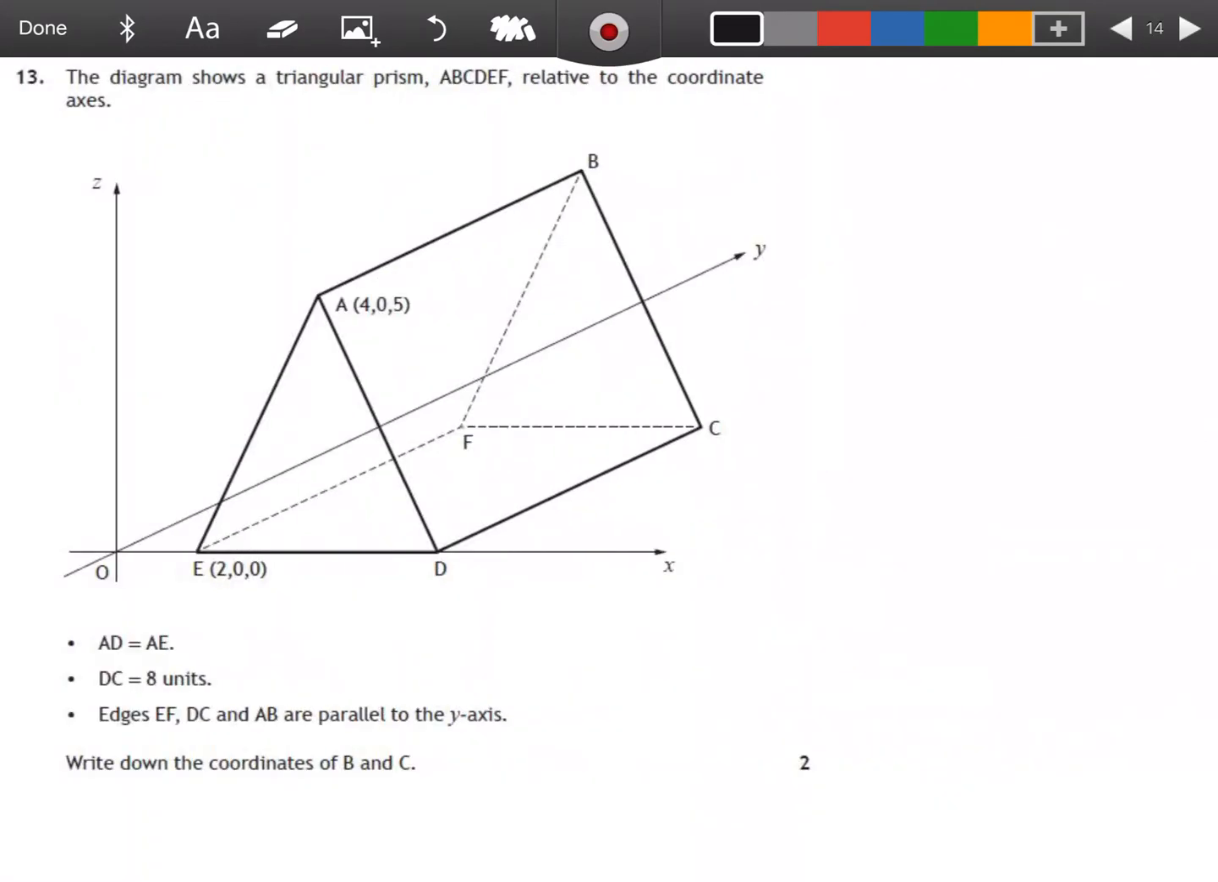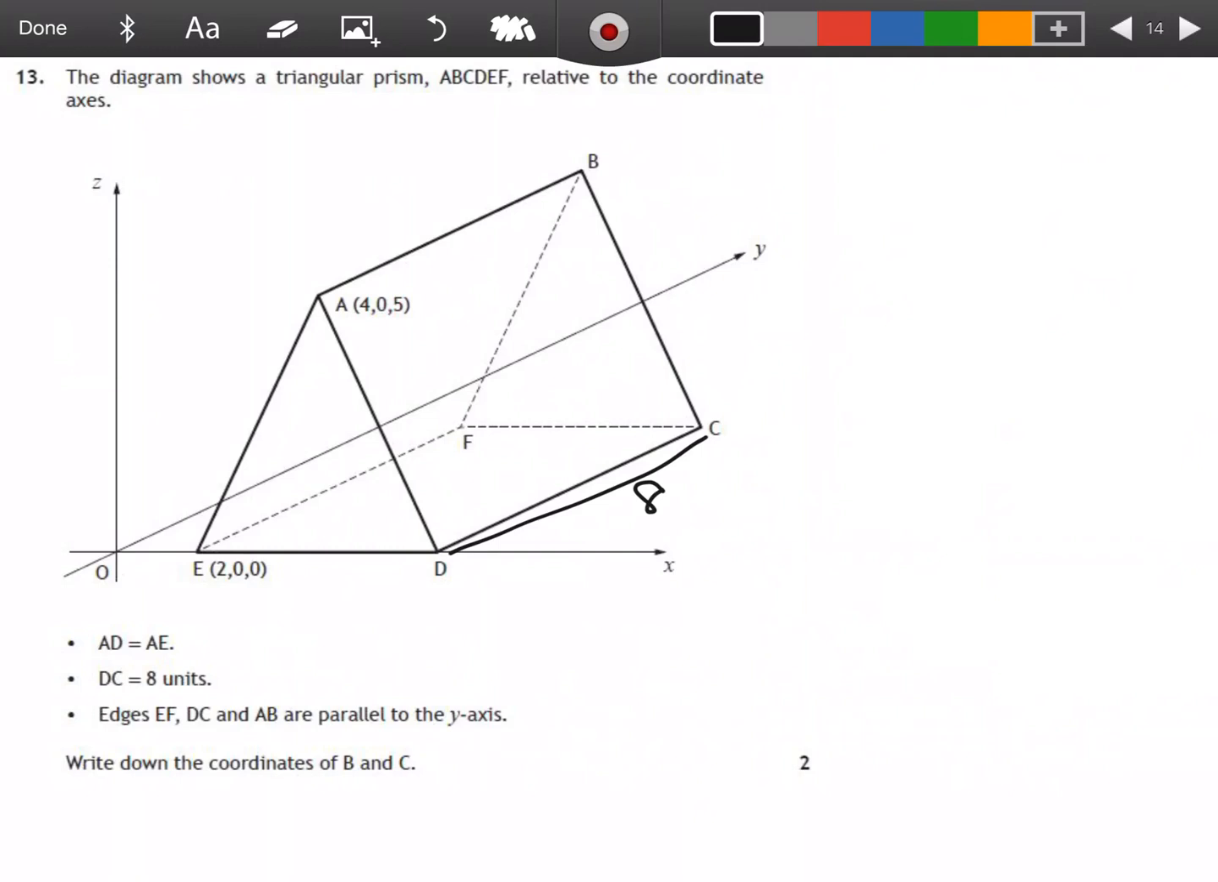Number 13. Here is a triangular prism, it says. A to D and A to E are equal. D to C is 8 units. It's telling you that's 8. What else is it telling us? A to D is a triangular prism. E to F, D to C, and A to B are all parallel.